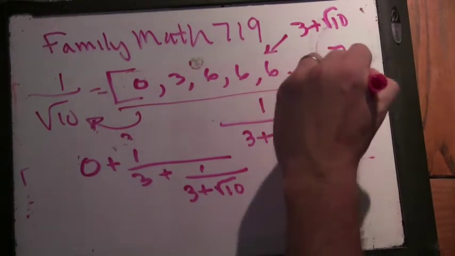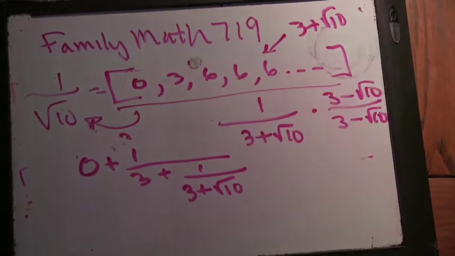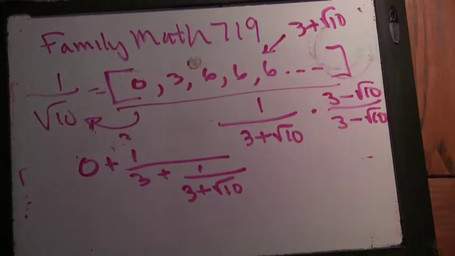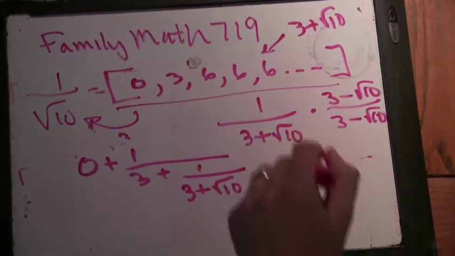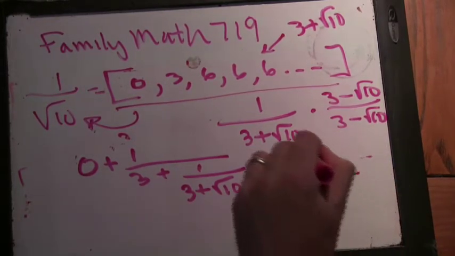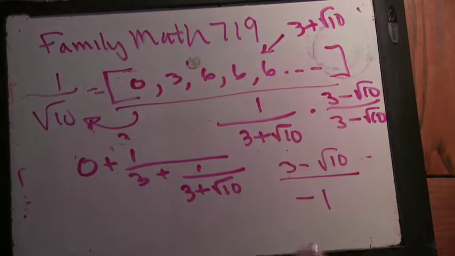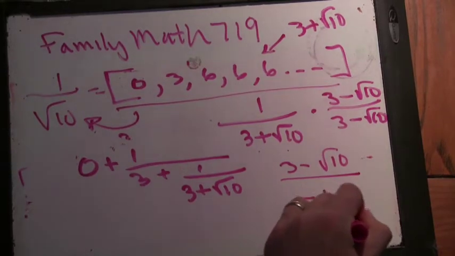Okay, what can you tell me about multiplying by 3 minus root 10 over 3 minus root 10? Well, we're going to have a negative on the bottom. Okay, so what does this end up equaling? What does the bottom end up equaling? Minus 1. Okay, so I get 9 minus 10. So on the bottom I would get minus 1, and on the top I get 3 minus root 10. Can you tell me how that simplifies? Minus 3 plus root 10 over 1. That's right. So this becomes root 10 minus 3.